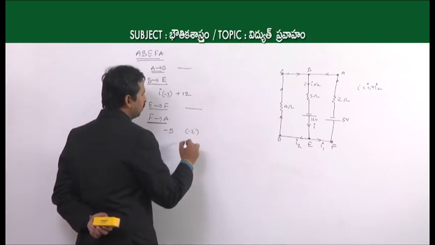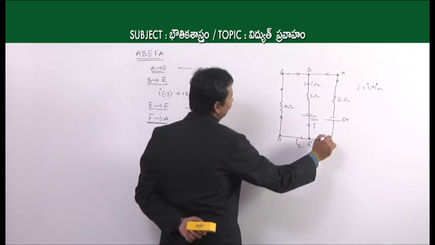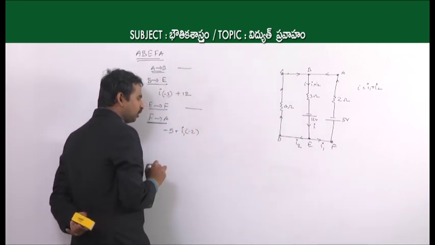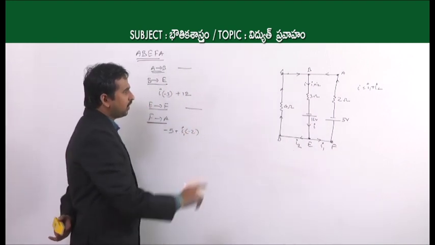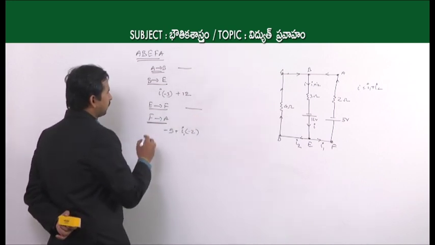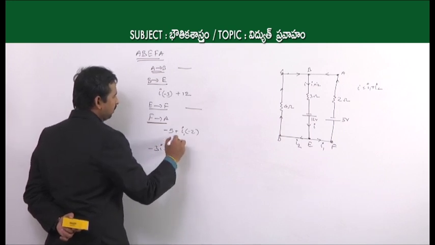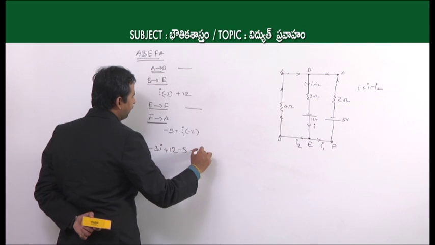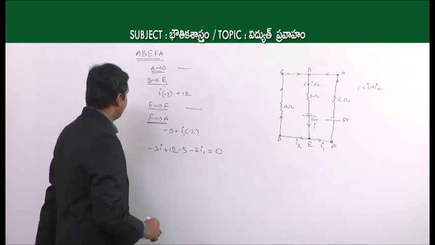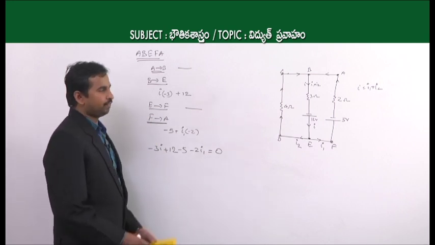So, that is minus 2, and the current I1 is coming inside. So, I1 of minus 2 that is, up to between F to A. So, finally what we got is minus 3I plus 12 minus 5 minus 2I1. This algebraic sum is equal to 0. That is our first circuit, which is A, B, E, F, A.